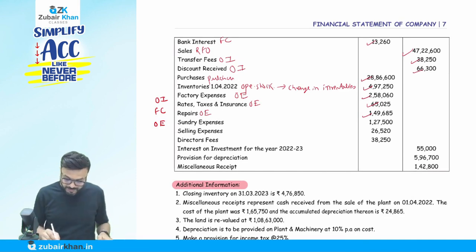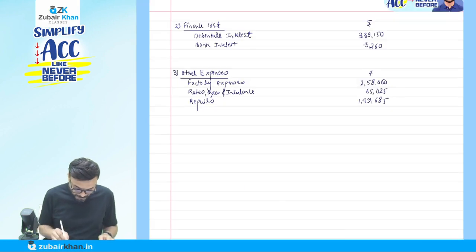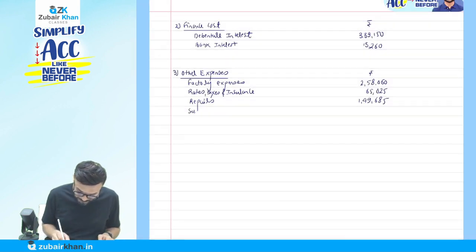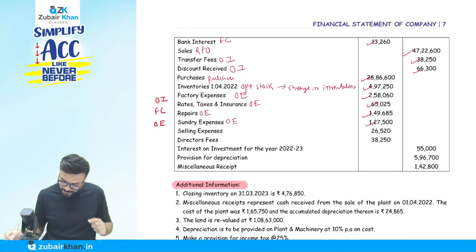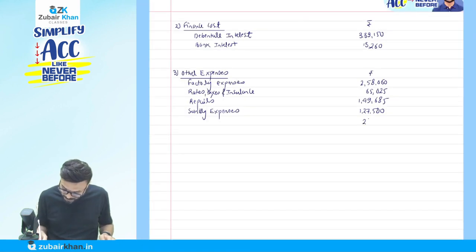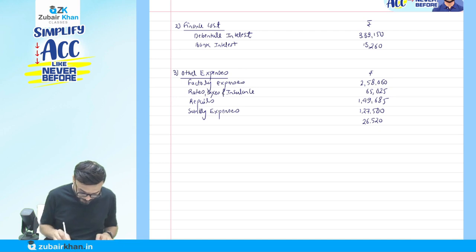Now we have sundry expense, which is also other expenses. So we will write down sundry expenses, 1,27,500. Then what do we have? Selling expenses, which is other expenses, 26,520. That is coming here, selling expenses.